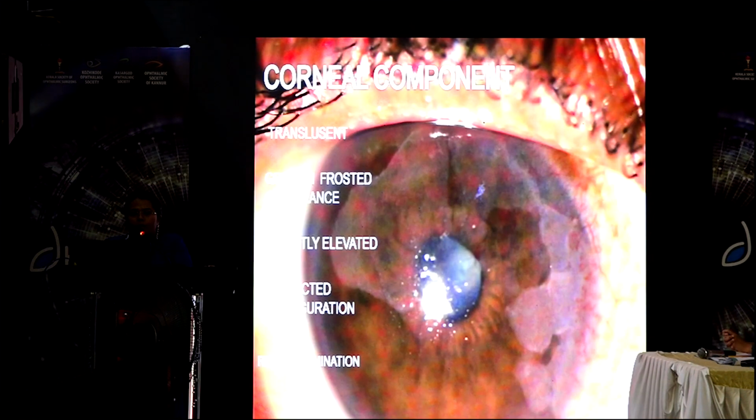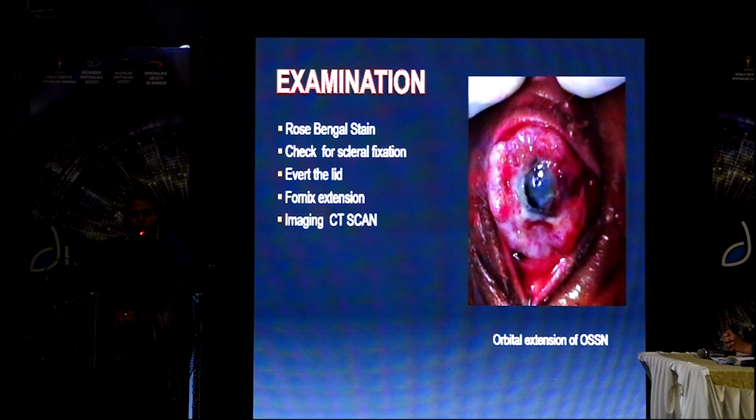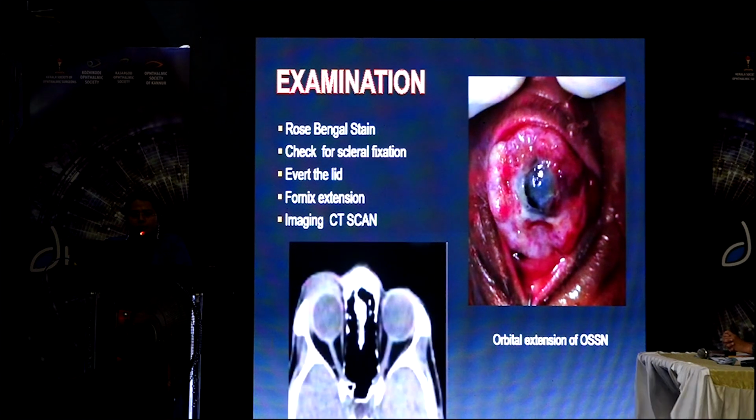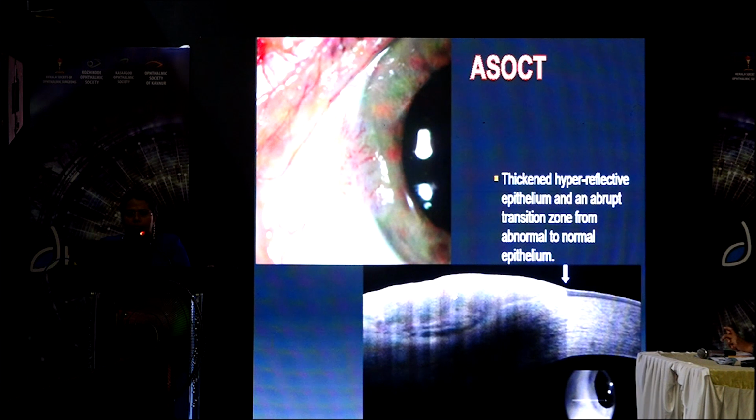So there is a corneal component, best seen on retroillumination. So the lesion appears like a ground glass appearance with a slightly elevated lesion with a fimbriated configuration. So if you see a lesion, do a rose bengal stain, check for scleral fixation, always evert the lid. If there is a fornical extension, advise for an imaging. So AS OCT does have a major role to know the extent of the lesion as well as the depth of the lesion. So in AS OCT, you can see a hyperreflective thickened epithelium with an abrupt transition zone between the normal and abnormal epithelium.